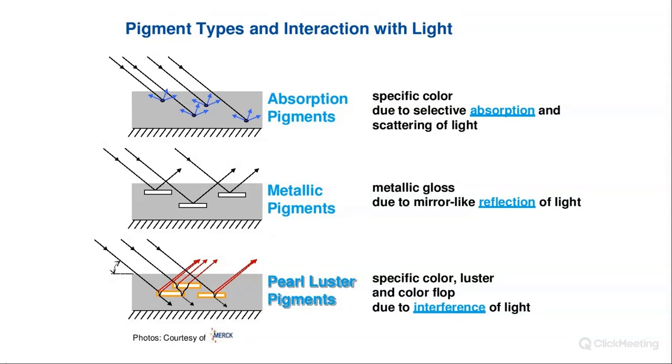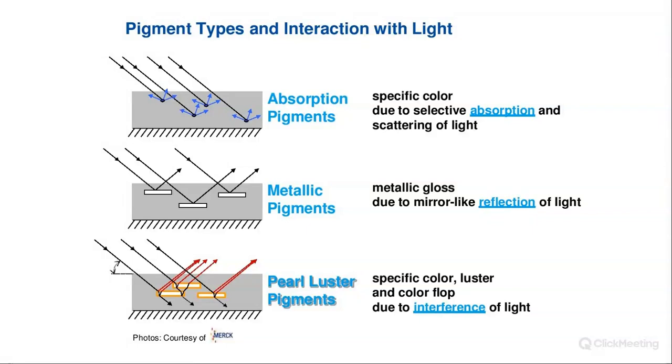Another pigment we have is the metallic pigments. These give an almost mirror-like reflection of light. They are specialized pigments that reflect white light back. So rather than absorption pigments, which reflect back color, these pigments reflect back white light.